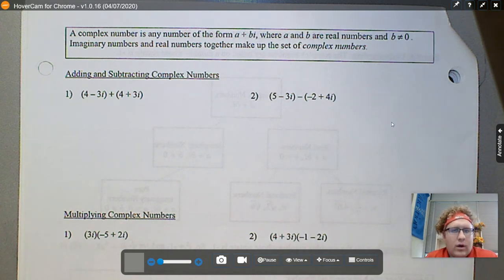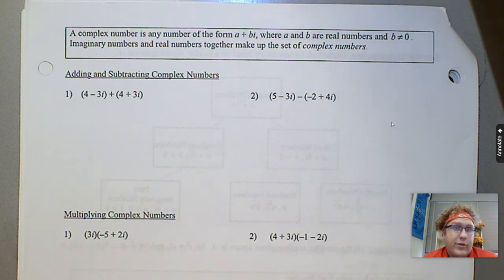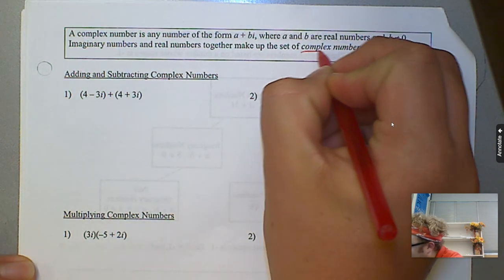If you are following along, you've now reached the point where you know what an imaginary number is, right? An imaginary number is born when you have the square root of a negative number. So you got that square root sign, and there's a negative underneath it. So you learned that those are called imaginary numbers. And when we take an imaginary number and either add it or subtract it to a real number, we call those numbers complex numbers.